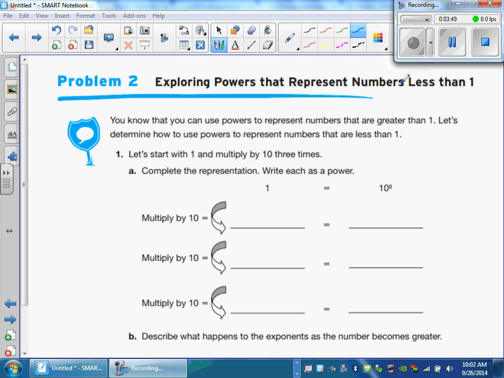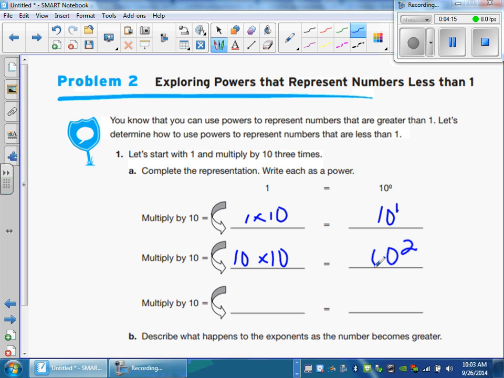All right, in problem 2, we're going to start dealing with negative exponents. So number 1 gets us a little prepared for it. We're talking about how to get positive exponents. Each row you go down, they're going to want you to multiply by 10. So 1 times 10, we know that that is 10 to the first power. If we move down and we say 10 times 10, we know that that is 10 to the second power. And now if we move down and multiply this whole thing by 10 again, we have 10 times 10, and now times the last 10, we know that that becomes 10 to the third power.